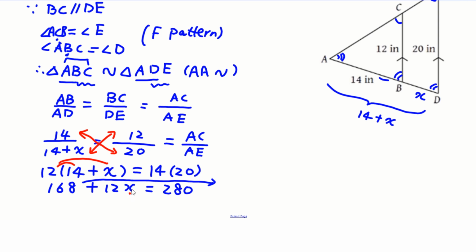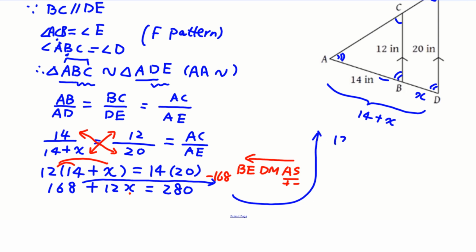Then we move the 168 to the other side in order to solve for x. We isolate x. This is a linear equation, so we move the numbers to the other side, doing the backward of BEDMAS, adding and subtracting first. The opposite operation is minus 168. Then we continue. We have 12x equals 280 minus 168, which gives you 112. Then bring the 12 to the other side, the opposite operation is division, divided by 12.